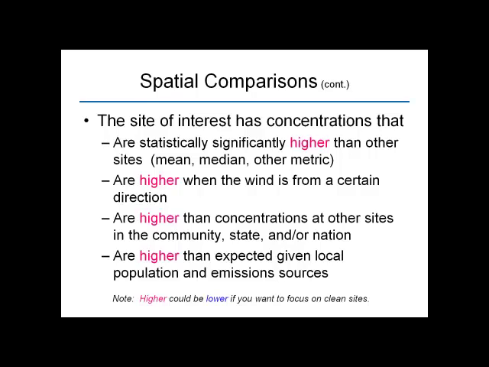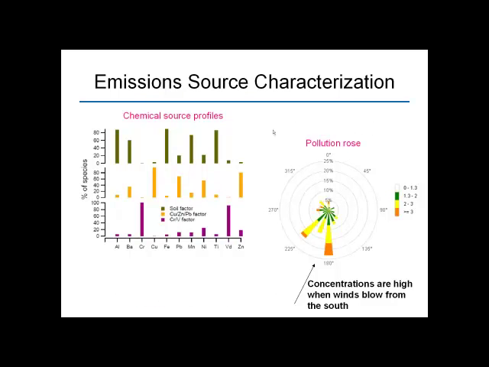Moving on to emission source characterization. The first method that I almost always think of first when I'm thinking about emission source characterization is chemical source profiles, looking at the specific fingerprints of chemicals that come off of a specific emission source.